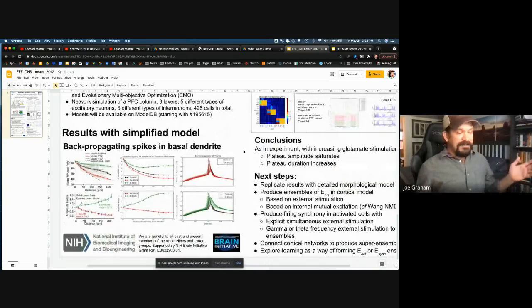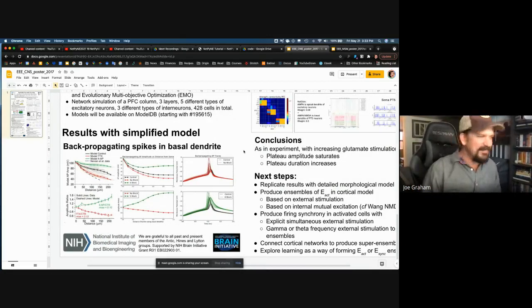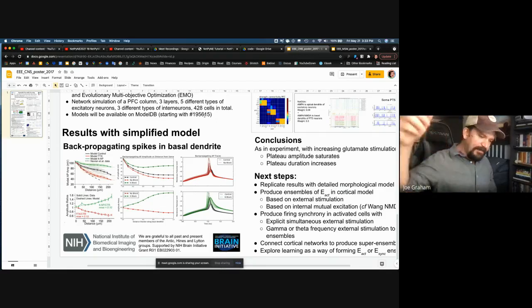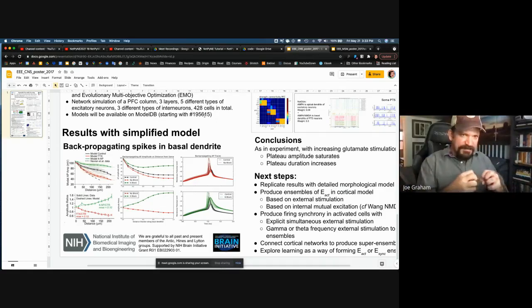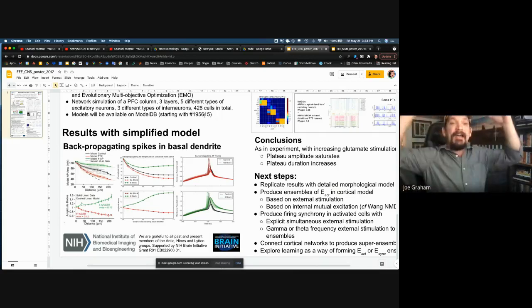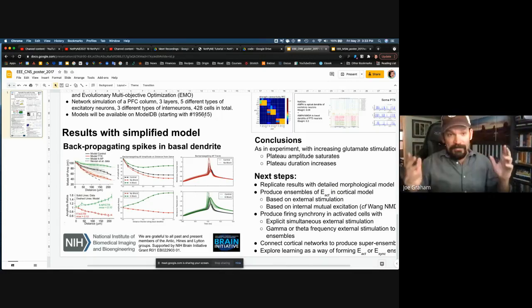And so, earlier we talked about how, when you start a model, you want to validate it before you start doing anything interesting. You want to make sure it represents what you're working with. In this case, we validated it using back propagating action potentials. If you got enough action going on to cause a spike in the soma, that doesn't just travel down the axon. That electrical pulse also back propagates into the dendrites.